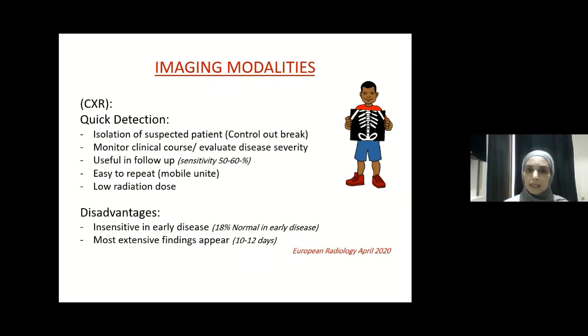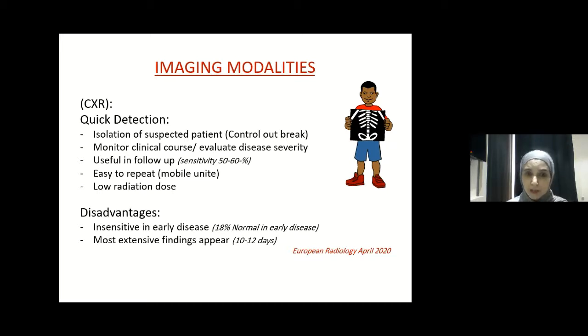Imaging modality. Chest x-ray, CT chest, and ultrasound are used. Chest x-ray is a quick modality that detects the abnormality, leads to isolation of the suspected patients and control of the outbreak. Chest x-ray is useful in monitoring clinical course and evaluating the disease severity. It's useful in the follow-up and easy to repeat using the mobile unit. Again, it has a low radiation dose.